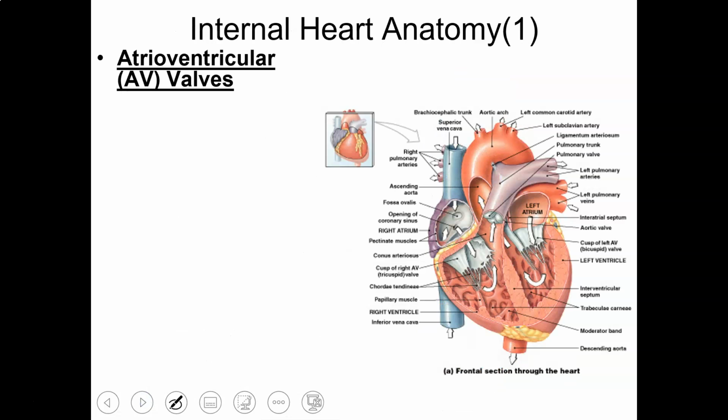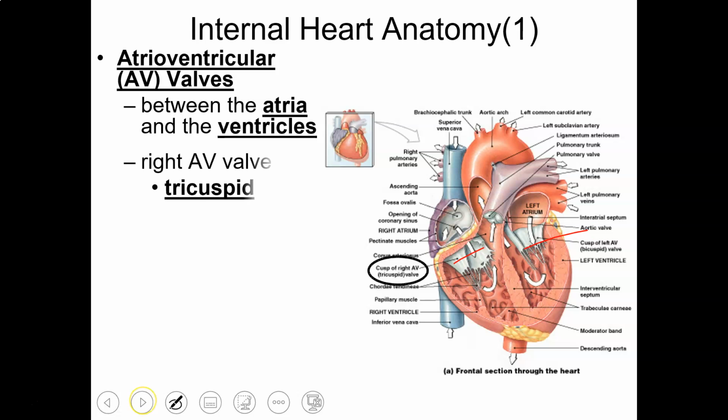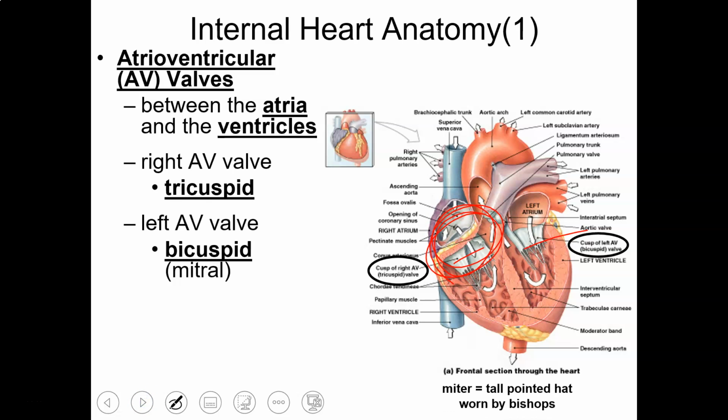Atrioventricular valve on the inside. So atrioventricular means between the atria and the ventricles. We have two. One, two. The right side here is called the tricuspid valve. Tricuspid on the right, bicuspid on the left. Bicuspid valve, sometimes called the mitral valve, because someone thought it looked like a mitre, which is the hat that bishops wear. Yeah, I don't see it.